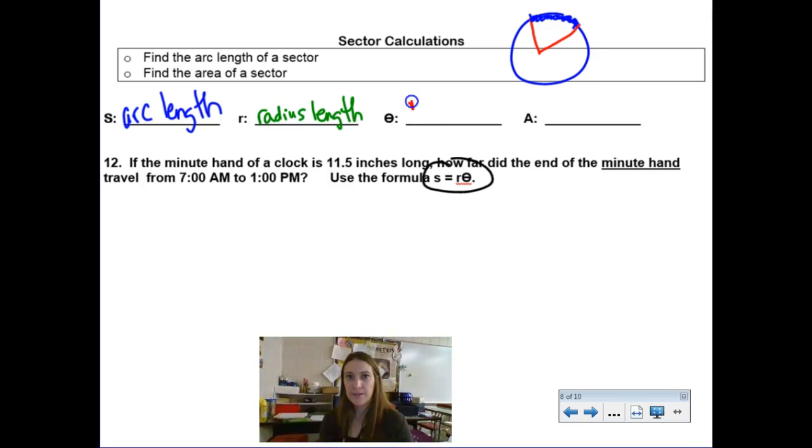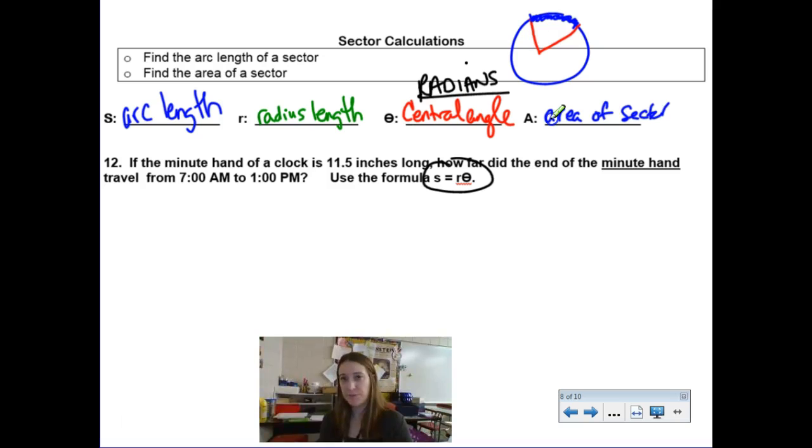Theta is our central angle, but this is the weird one. Your central angle has to be in radians. Has to be in radians. Has to. And then A represents the area of the sector, which is pretty self-explanatory, right? It's the area of this little pizza slice. So this question is unusual because it's not a pizza slice, it's a whole bunch of circles.